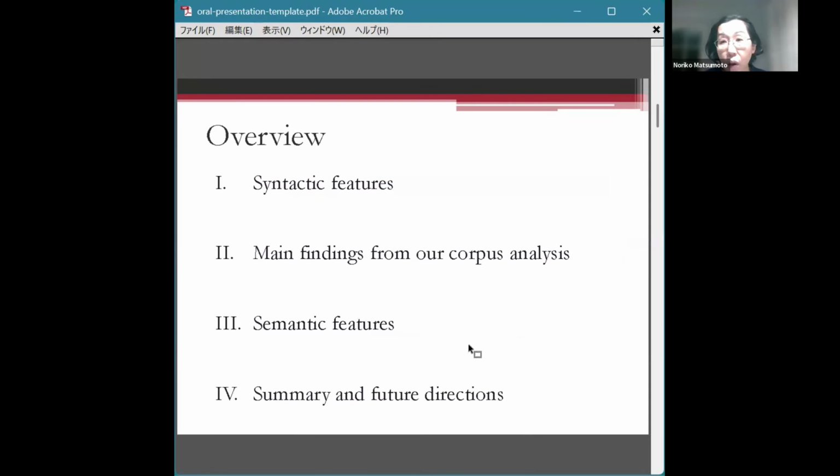This is an overview. These are the points I'm going to cover today. My presentation is in 4 parts. First, I'll look at syntactic features. Next, I'll focus on main findings from our corpus analysis. In section 3, I'll explain semantic features. I'll finish with a summary and mention future directions.